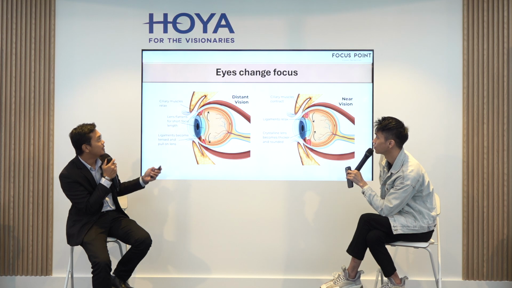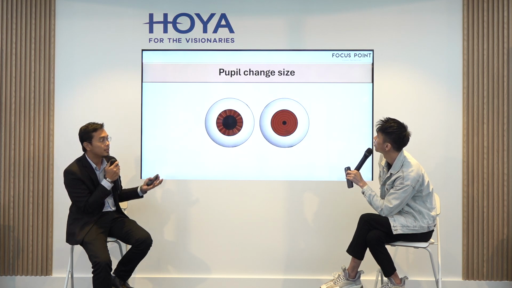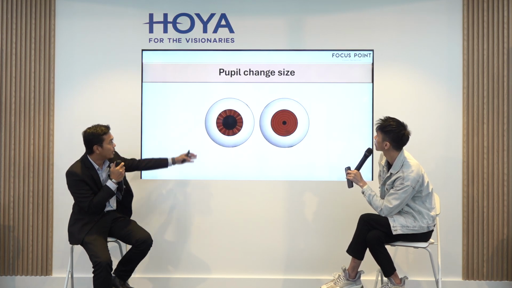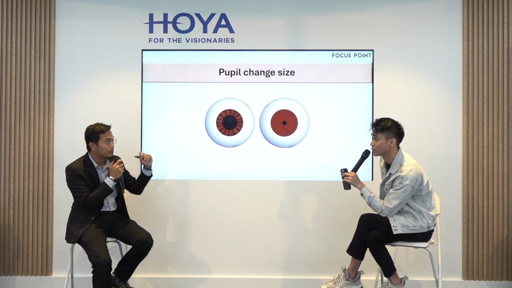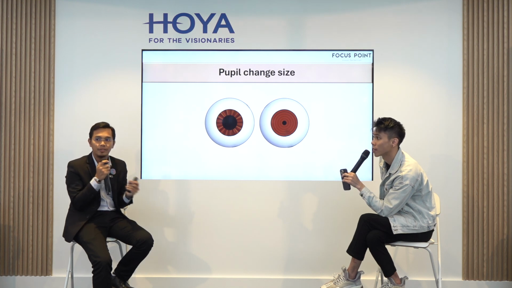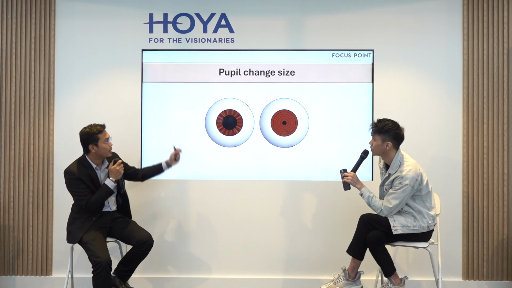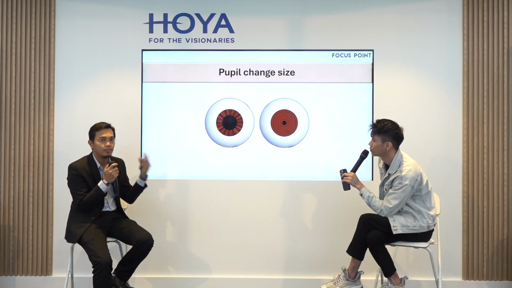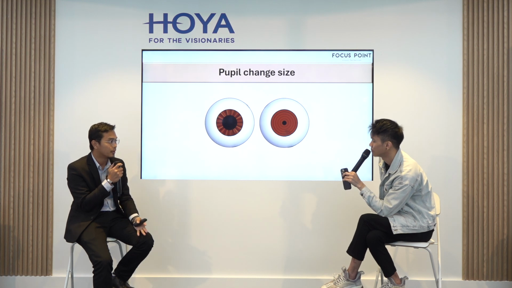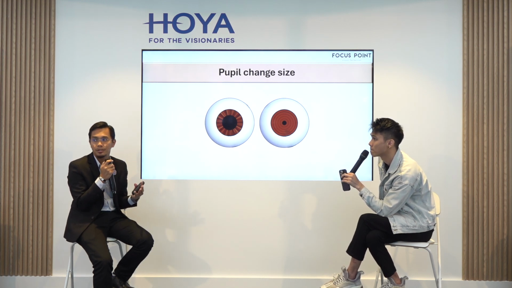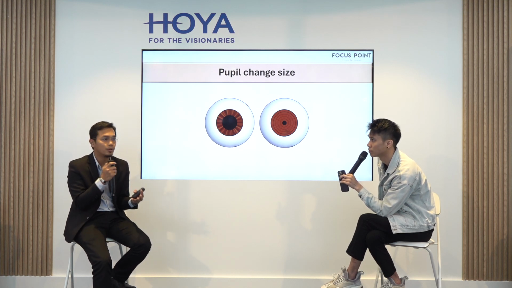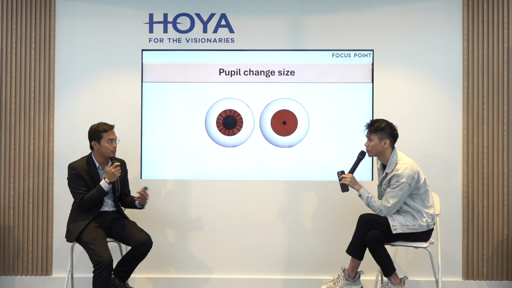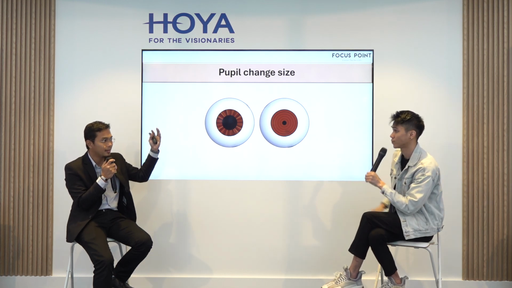The next thing that happens is your pupil changes size. When you look at far, your pupils are slightly bigger. But when you look at near, your pupil becomes smaller. That's why you will have difficulty reading when the light is not bright enough. Because when your pupil is smaller, the amount of light entering the eye is reduced. So in dim illumination, you will have problems reading. This is also the case for some people in their early 40s. So how do they cope with this problem? They make sure the light is bright to see near.